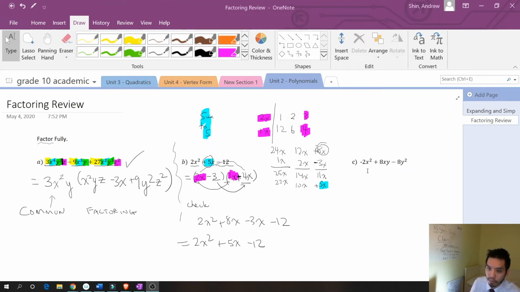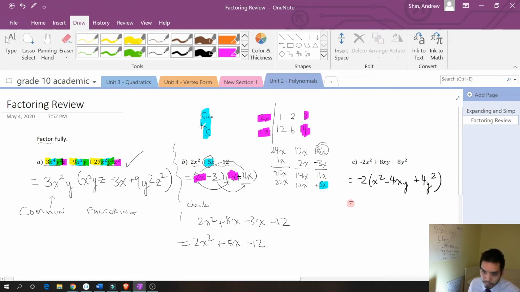Is there anything in common between the first, second, and third term there? There's only one thing in common, which is the coefficients. It's negative 2. So we're going to take out a negative 2 or a positive 2. Either one doesn't matter. So I'm going to take out a negative 2 because I like to have my first term not having a negative number there. So if I factor out a negative 2, what's left over is going to be an x squared. 8 divided by negative 2 will be minus 4xy. Negative 8 divided by negative 2 will be positive 4y squared.